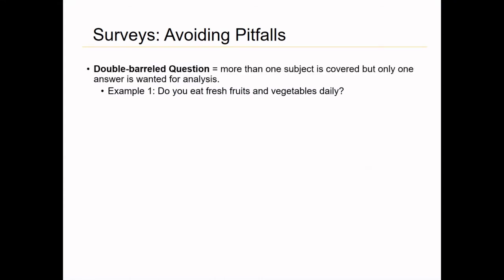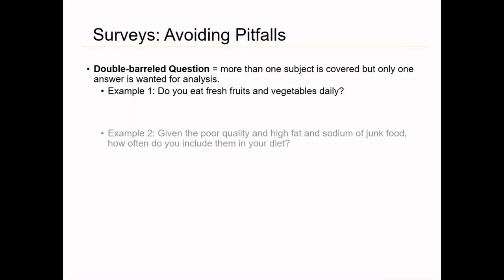The pitfall here is it's considered a double-barreled question, which is when you have more than one subject covered, but only one answer is wanted for analysis. So if I really wanted to know if the person ate fresh vegetables daily and if they ate fresh fruits daily, if I put them together in one question, I wouldn't know if the respondent's answering about fruits or vegetables. So if I'm interested in them independently, I need to ask two different questions.